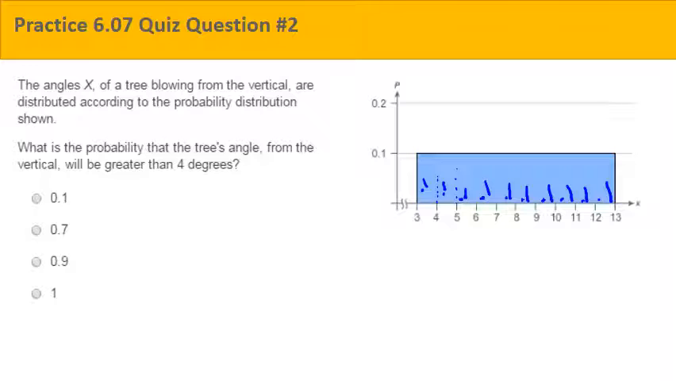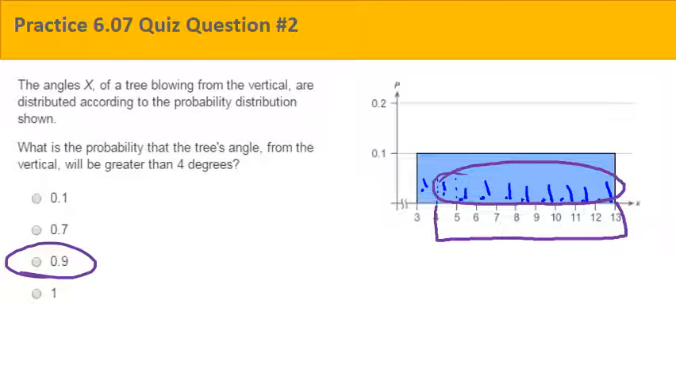Okay? Now, what is the probability that the tree's angle from the vertical will be greater than 4 degrees? So that means we're taking everything from 4 and greater. So add up all of those 0.1s and you're going to get 0.9. After you add, there's 9 of those, so that would be 0.9 after you add up all of those greater than 4.